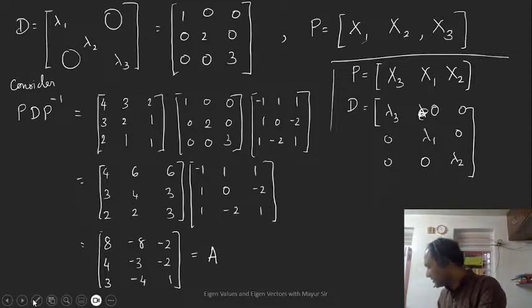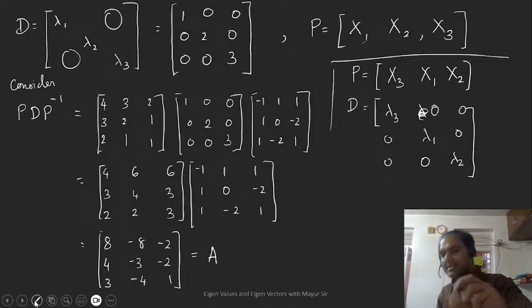Please let me know whether you followed this part: if you change the order of the eigenvectors in the matrix P, then the order of the eigenvalues in the diagonal will change. Do you understand this? This is very important. This is the concept that will take you to a further part, which is not my task right now. This concept leads you to computers.